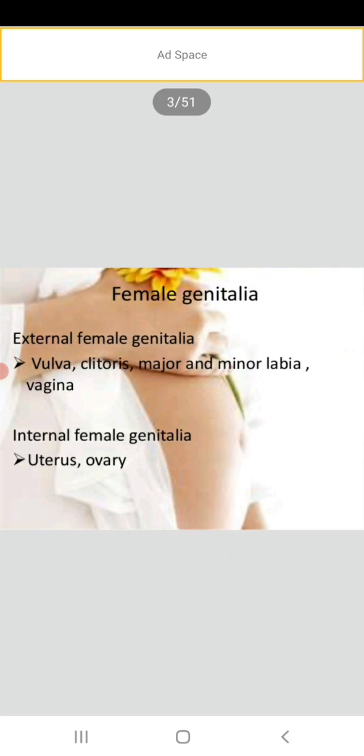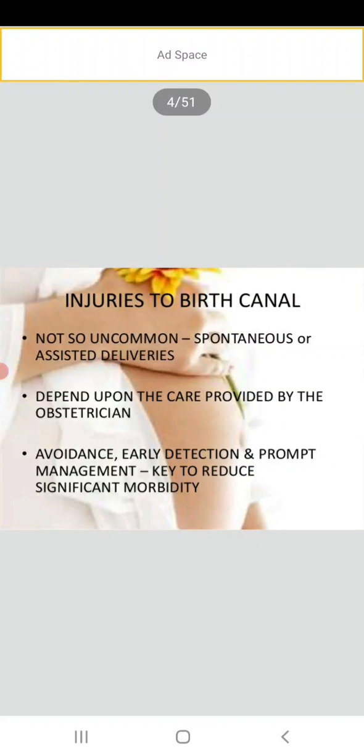The internal female genitalia include the uterus and ovary. Then injuries to the birth canal are not so uncommon, in spontaneous or assisted deliveries. Spontaneous means due to any external applications, where we may accidentally get an injury. Assisted deliveries involve a perineal tear or episiotomy.